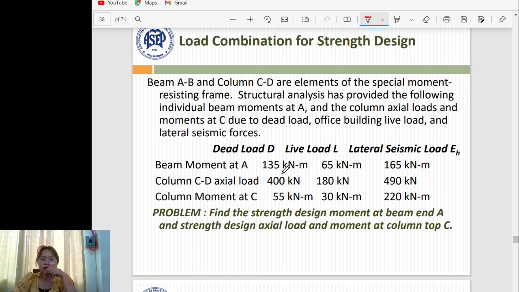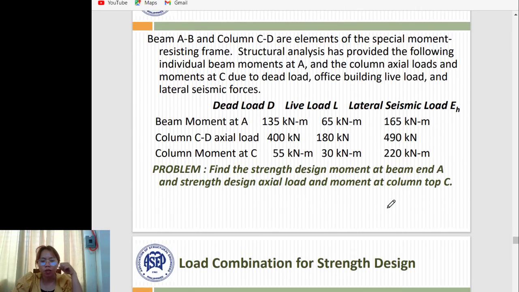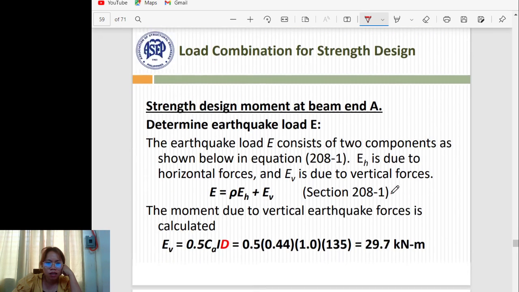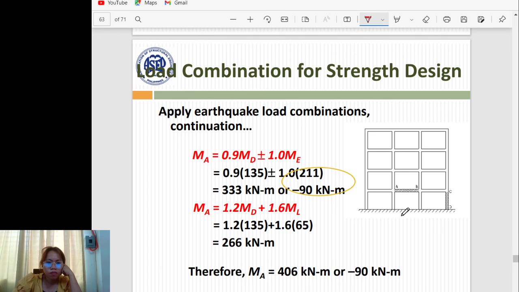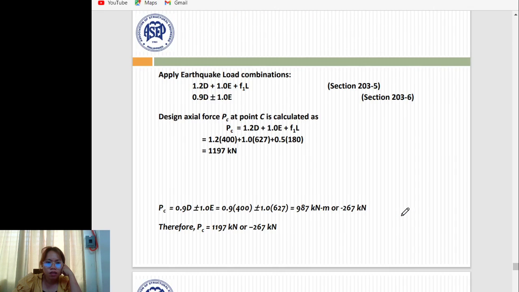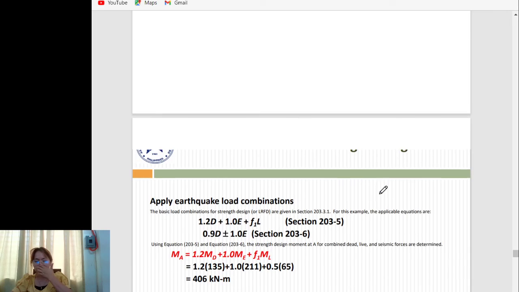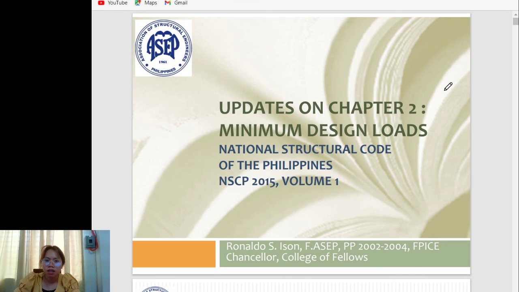We'll try to discuss this one. Strength design. So we have this example. We are required to determine the strength design moment at beam A and the strength design axial load and moment at column top C. So combining those moments, we have M sub A. We might discuss that example separately.